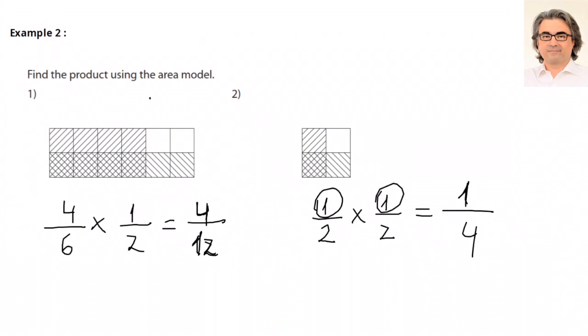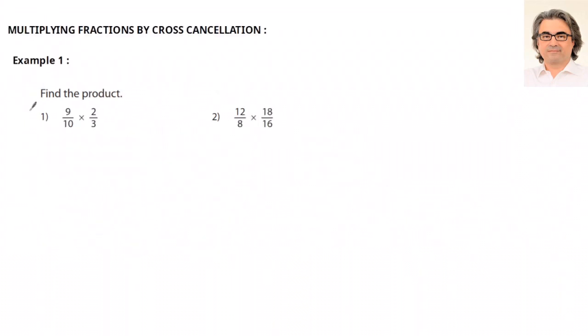Now let's continue with the next subtitle, multiplying fractions by cross cancellation. And as you see, we have two examples and you will understand easily. We have two fractions here. 9 and 2 are numerators. 10 and 3 are denominators of the fractions, respectively.